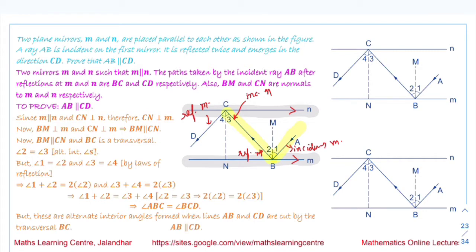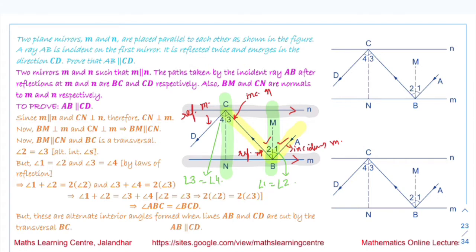Now from the properties of the mirror, we know that if we draw perpendiculars over here, we have drawn the perpendicular CN and we have drawn the perpendicular MB. Then the angle of incidence and the angle of reflection will be equal. So what we get is that the angle of incidence is equal to the angle of reflection.